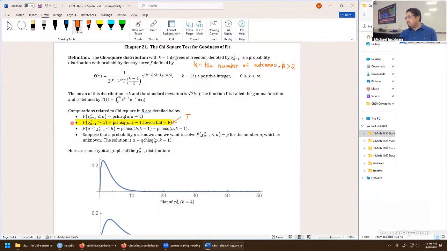So this gives the syntax for the p-value. All we need to know is what goes in place of A. We'll already know what K minus 1 is, and lower dot tail will be set to false on every single hypothesis test. So this test goes a little bit different from the others we've seen before.